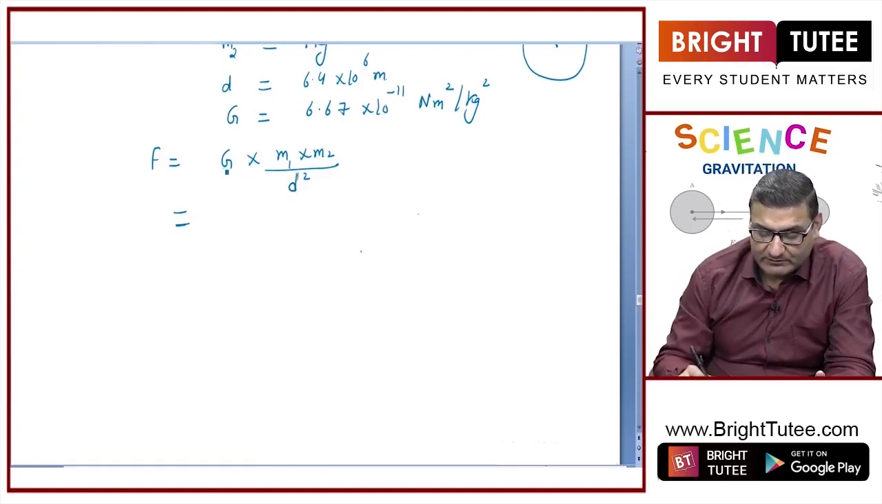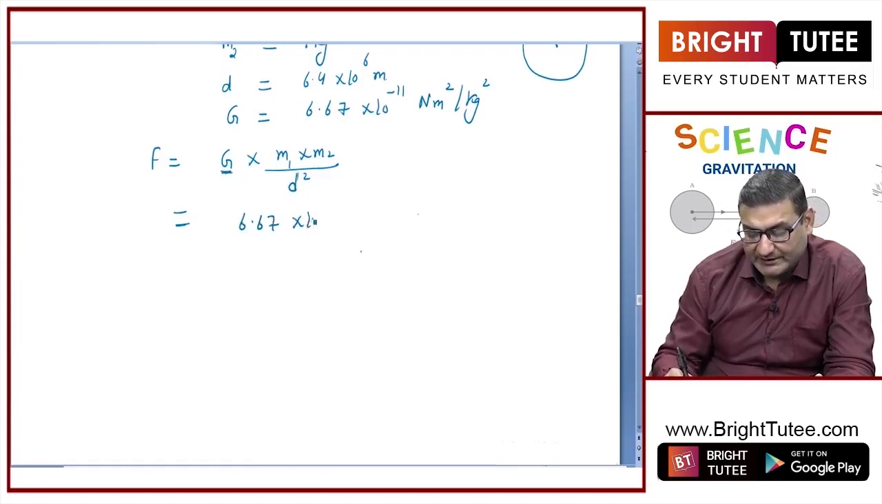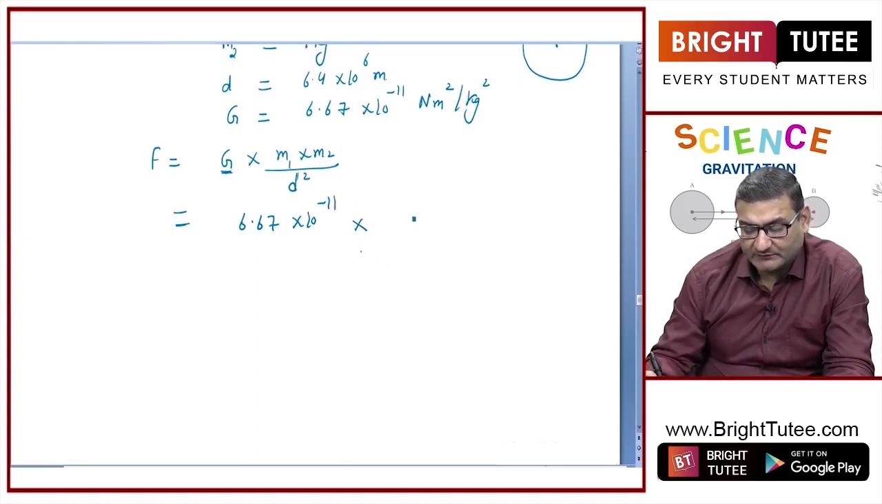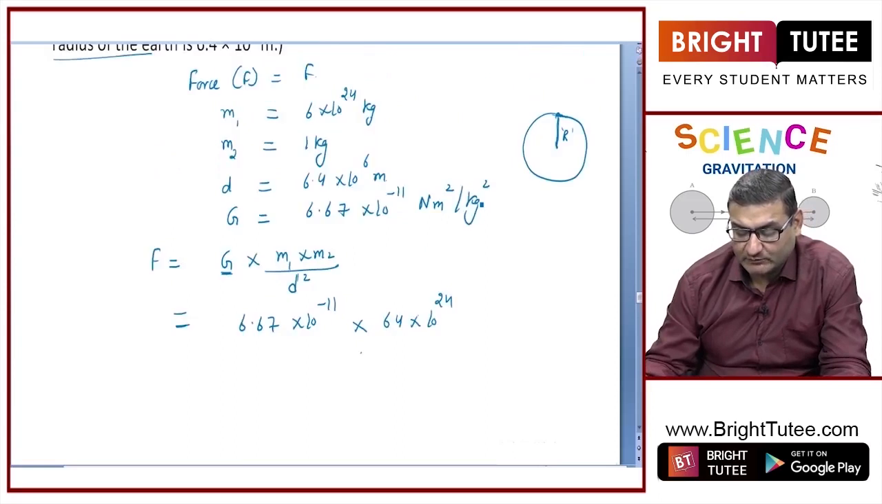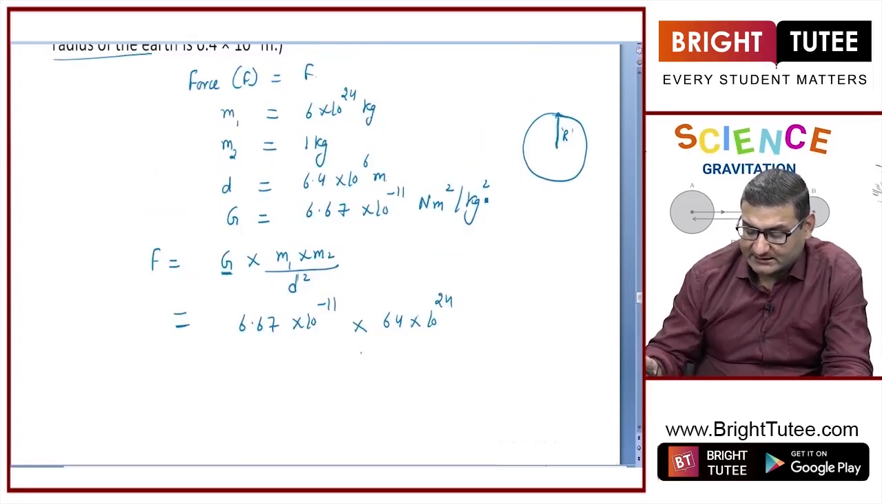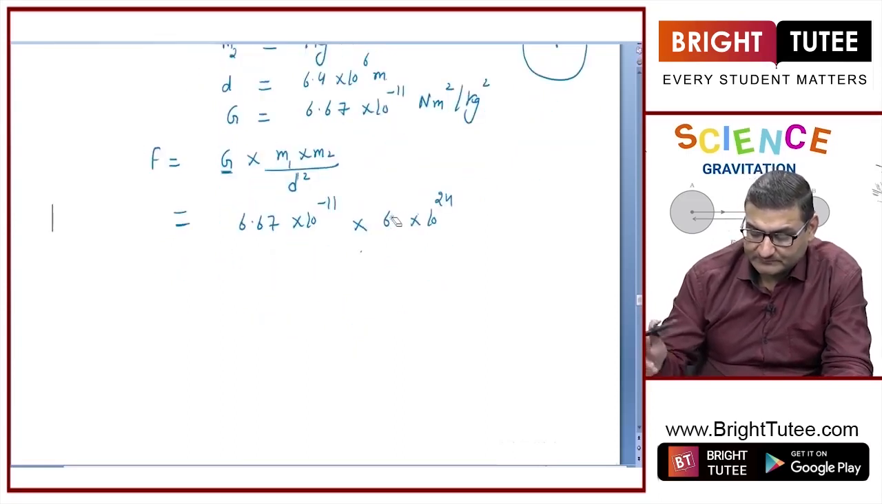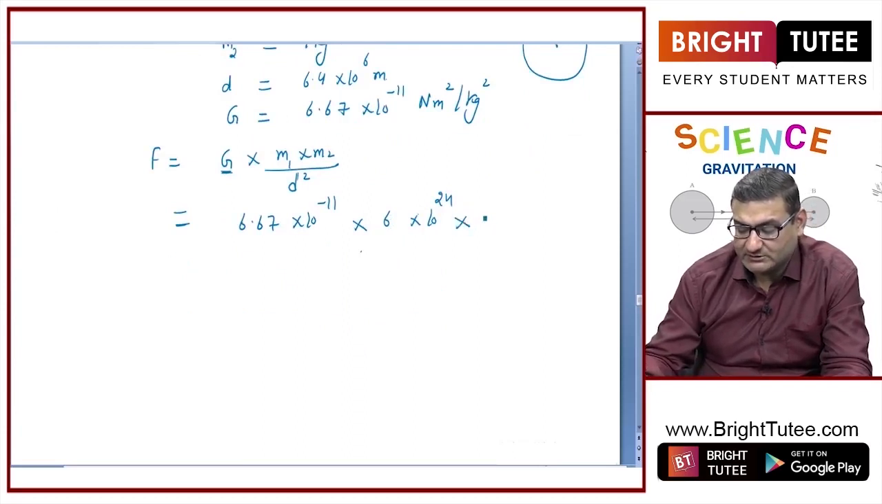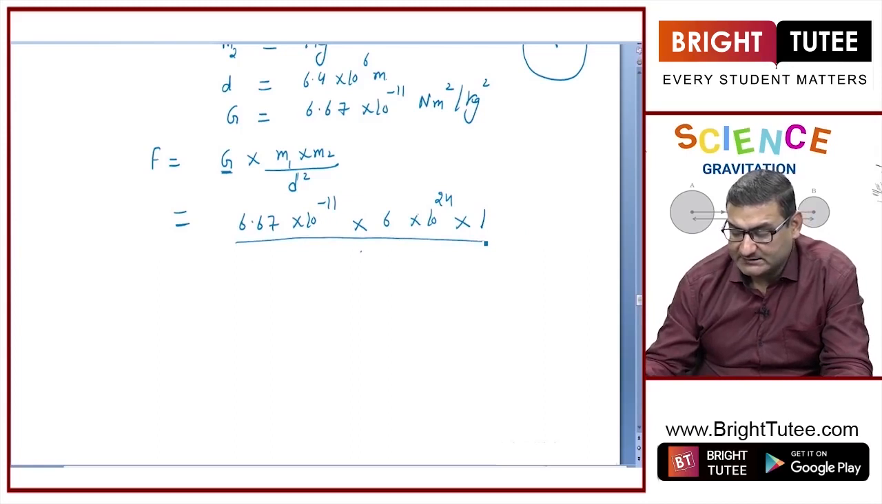Now, putting the values, the value of G is 6.67 into 10 to the power minus 11, multiplied by the mass of the first object, which is that of the earth, it is 6 into 10 to the power 24. This was given to us in the question. Multiplied by the mass of the second object, which is 1 kilogram, divided by the distance between this object and the earth.